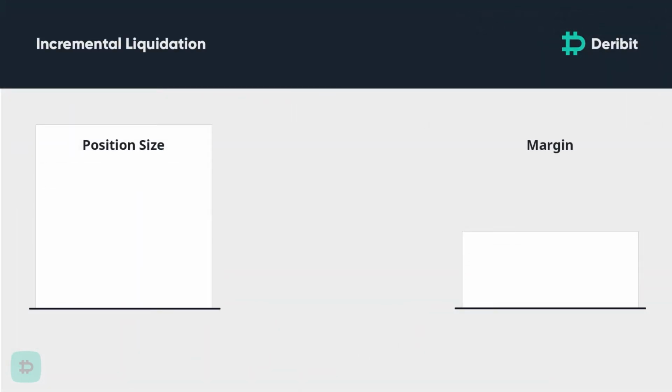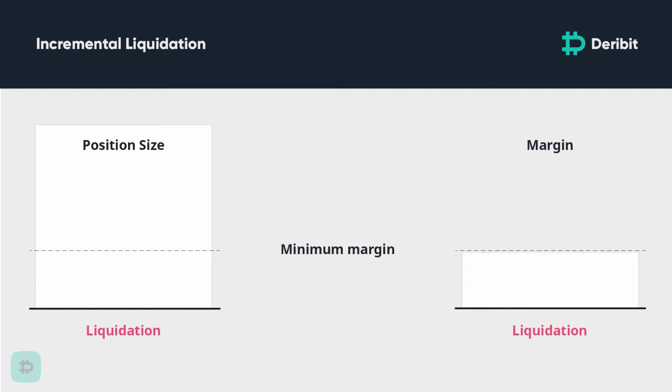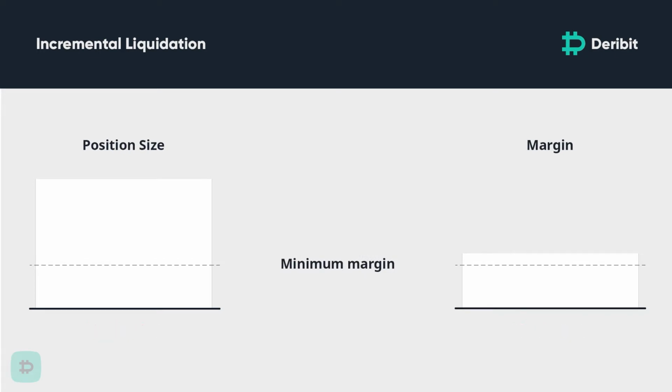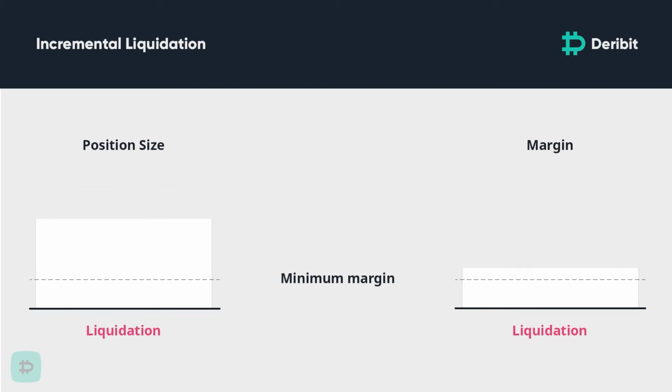Unlike some other platforms, Deribit uses an incremental liquidation system, meaning the liquidation engine will first try to liquidate only a portion of the position in order to try and get the maintenance margin below 100% again. If the partial liquidation is successful in reducing the maintenance margin required to a level below the account equity again, the liquidation process will stop and any of the position which has not yet been liquidated will remain open.